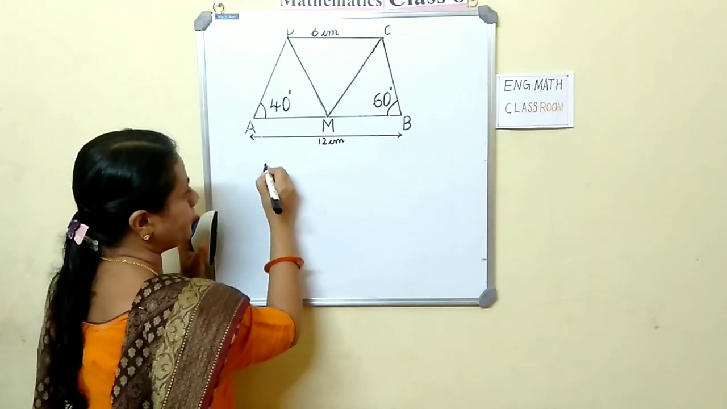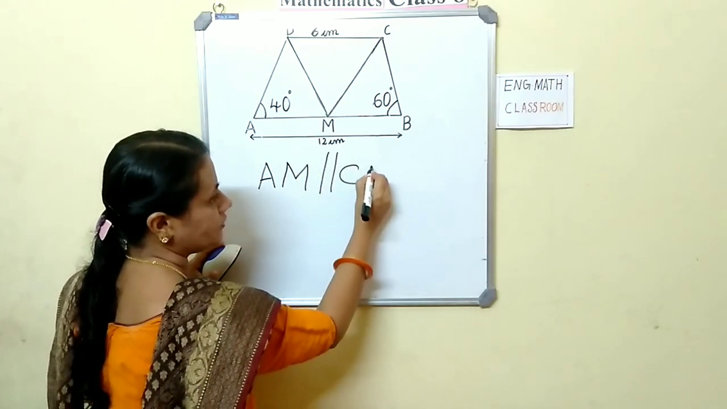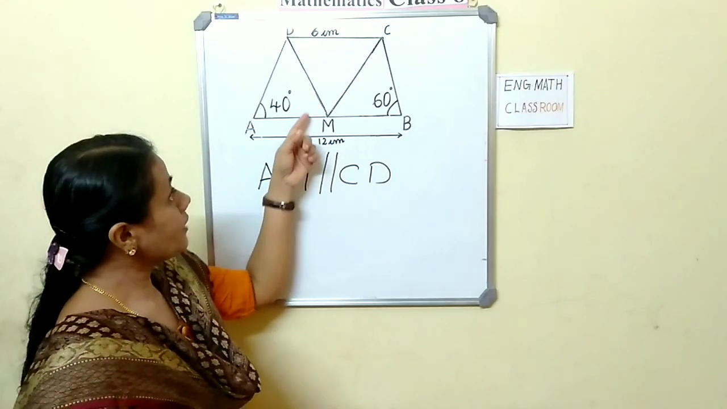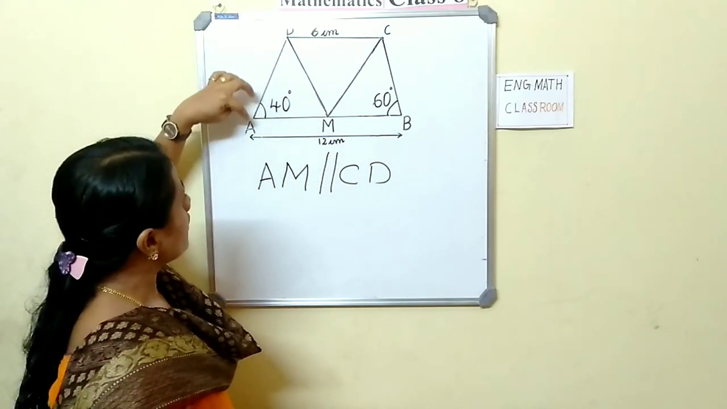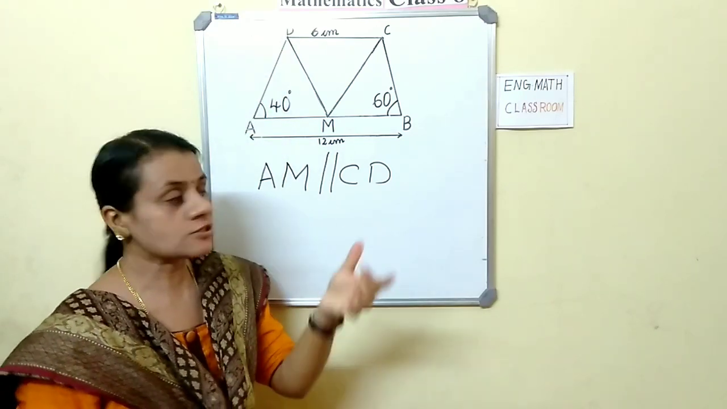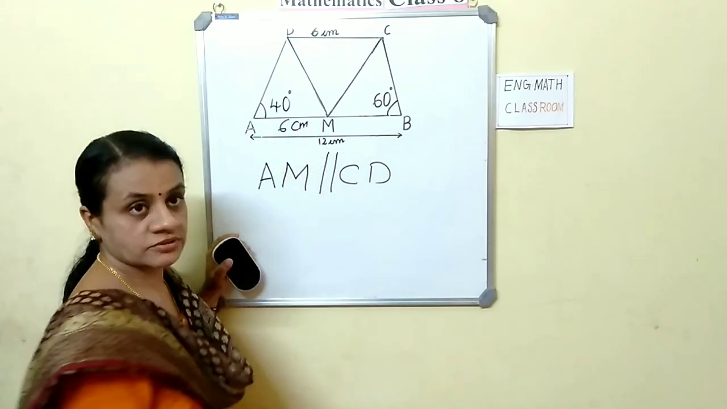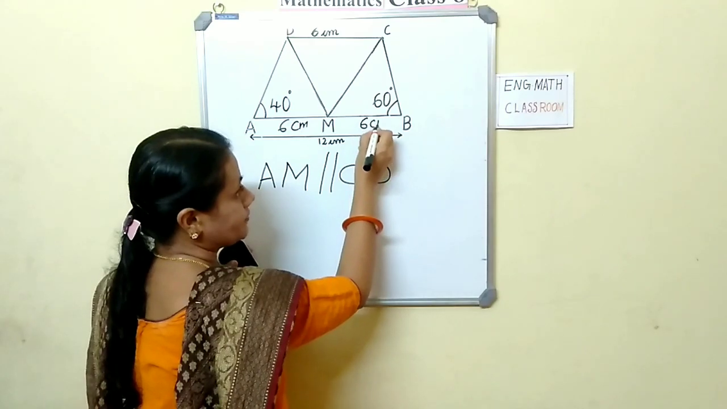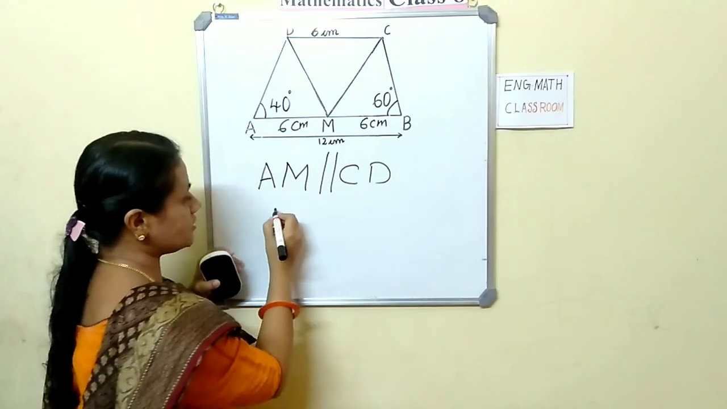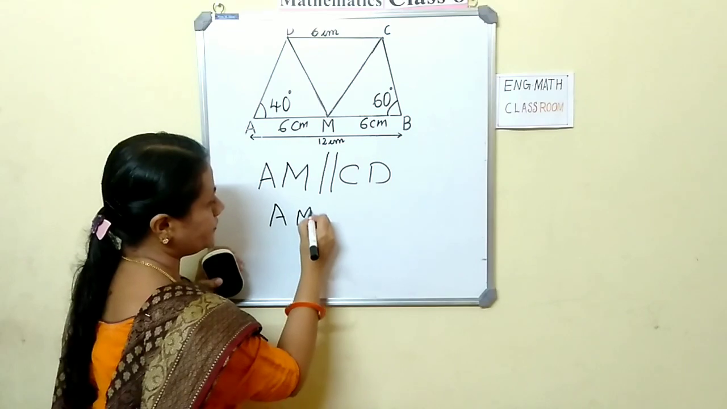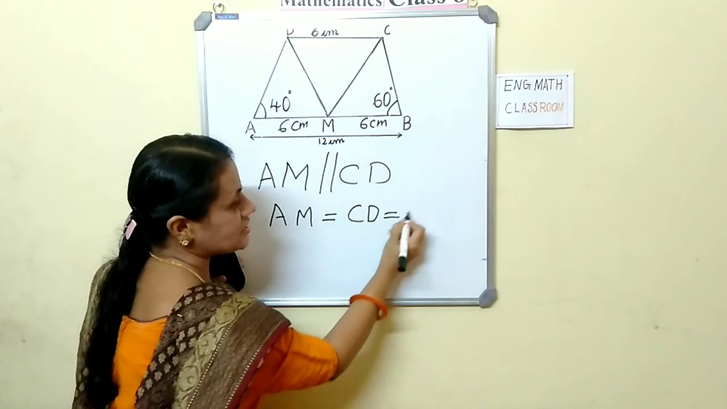Here AM is also parallel to CD. Correct? AM is parallel to CD. So, look at here. AM and CD. What are the lengths of AM and CD? AM is 6 cm. Just now we have found it. And MB also 6 cm. So, AM and CD are also equal. So, write down. Next information is AM equals CD equals 6 centimeter.